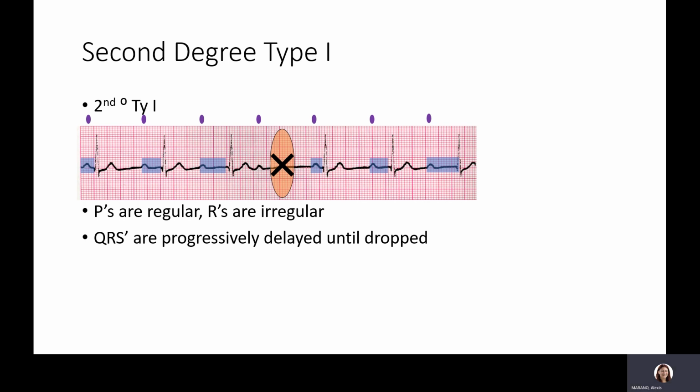So we're going to have to use two different ways of measuring our rates here. So our P waves are regular. We're going to use our 1500 rule. And our R waves are irregular, so we're going to have to use our 6-second rule. So this would be a prime example of why we look at atrial rhythm versus ventricular rhythm very separately. You do not have to say the underlying rhythm because the second degree type 1 is actually the name of the rhythm.